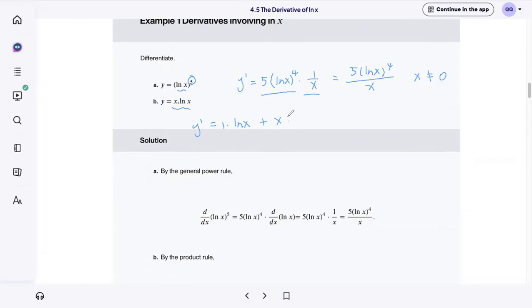Then I take the derivative of the second one, multiplied by the first one. While the derivative of ln x is 1 over x, 1 times ln x is ln x. Then x times 1 over x is just 1. So I get ln x plus 1 as the derivative.